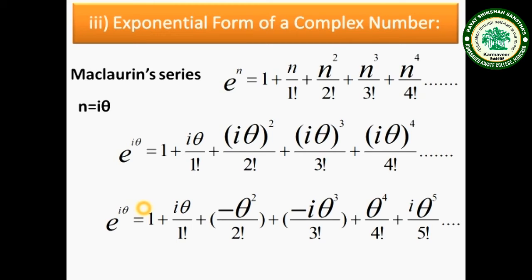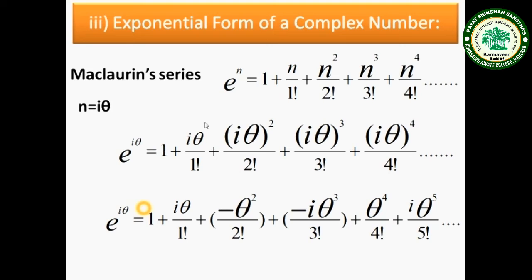That is, e to the power n is 1 plus n upon 1 factorial, first term, second n square upon 2 factorial, third as n cube upon 3 factorial, and so on. And this is the standard series and all of us will know it. Here the value of n we are modifying as i theta. So replacing n as i theta, this equation will get modified and we will have e to the power n as e to the power i theta will equal to 1. We have kept it as it is. At the place of n we have written i theta.